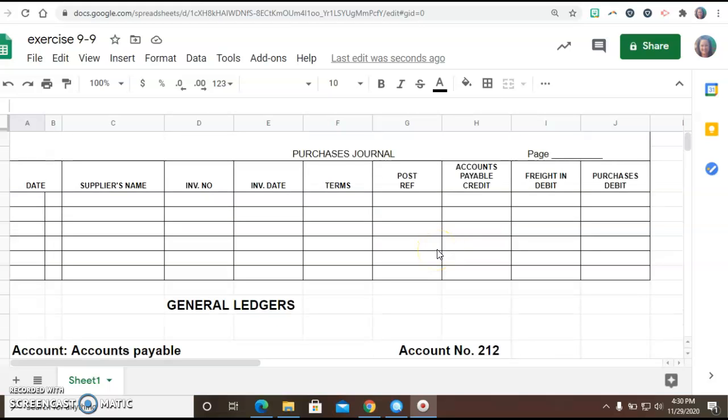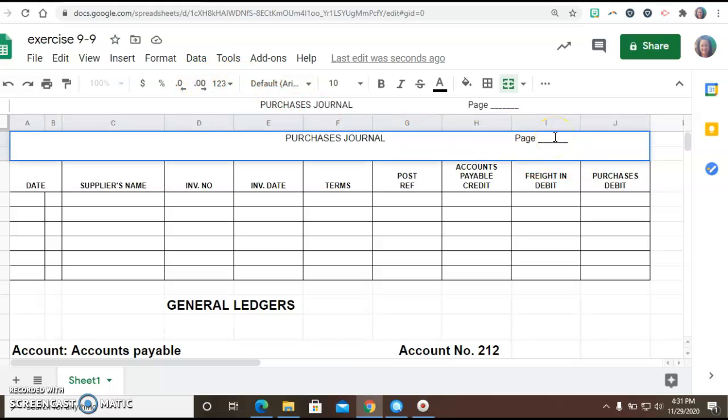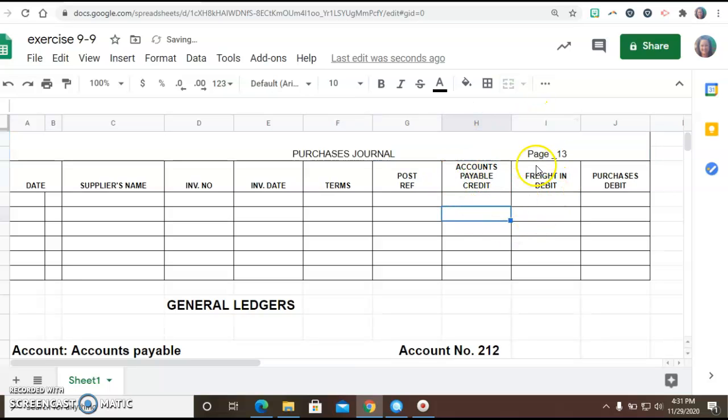The other piece down at the bottom that I want you to look at is that we're using Purchases Journal page 13. So I'm going to plug in that this is page 13, so we know when we post that we're going to be using page 13.